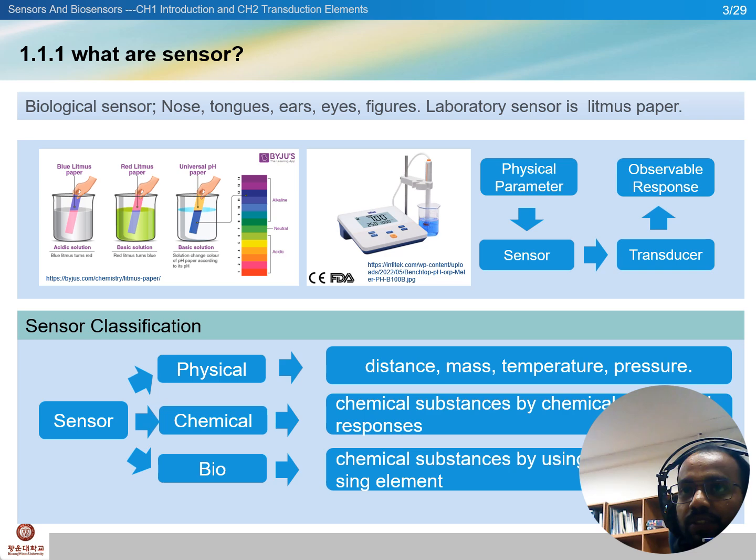While talking about the classification of sensors, we already talked about the physical sensor. That physical sensor is for measuring distance, mass, temperature and pressure. And the chemical sensor responds to chemical substances by a chemical response. And biological is also a type of chemical substance sensor that only senses our biological means.